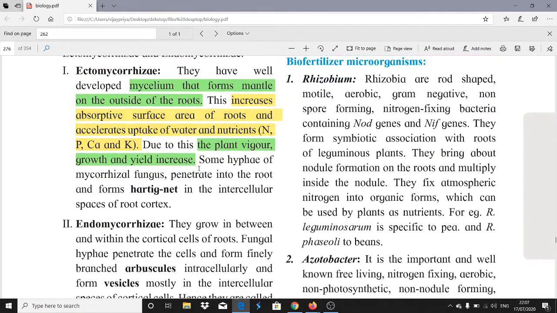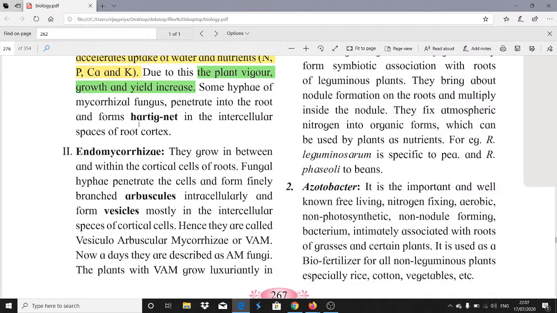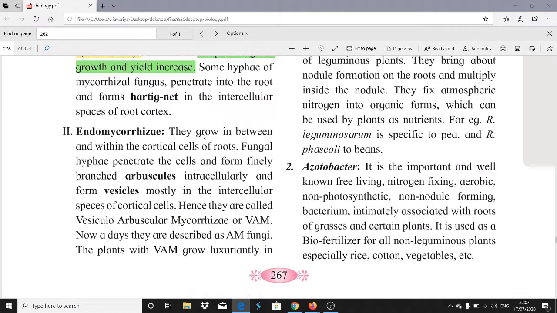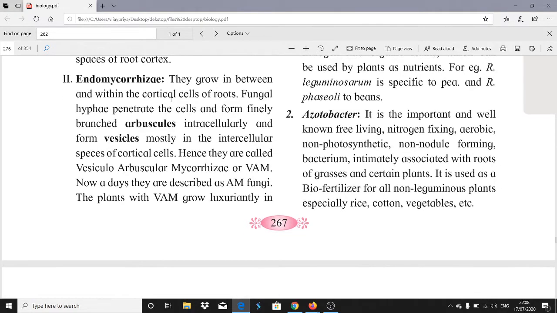Sorry, ectomycorrhiza. Some hyphae of the mycorrhizal fungus penetrate into the root. They form a Hartig net in the intercellular spaces of the root cortex. Now, endomycorrhizae, they grow within the cortical cells. Here, there is a difference between the two terms, endo and ecto. Ecto means outside, endo means inside. So they are present in between or within the cortical cells.